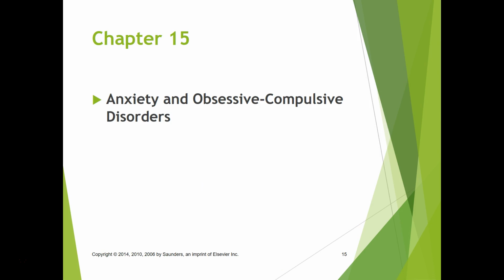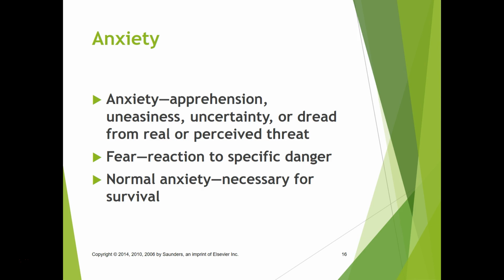Okay, chapter 15, anxiety and obsessive compulsive disorders. So anxiety. So you might think, okay, really, what is anxiety? We have to come up with at least a little bit of a definition of it. So it's apprehension, uneasiness, uncertainty, or dread from a real or a perceived threat. So again, perceived is a good word to think about here because the threat might be real or it might be just something that is perceived.